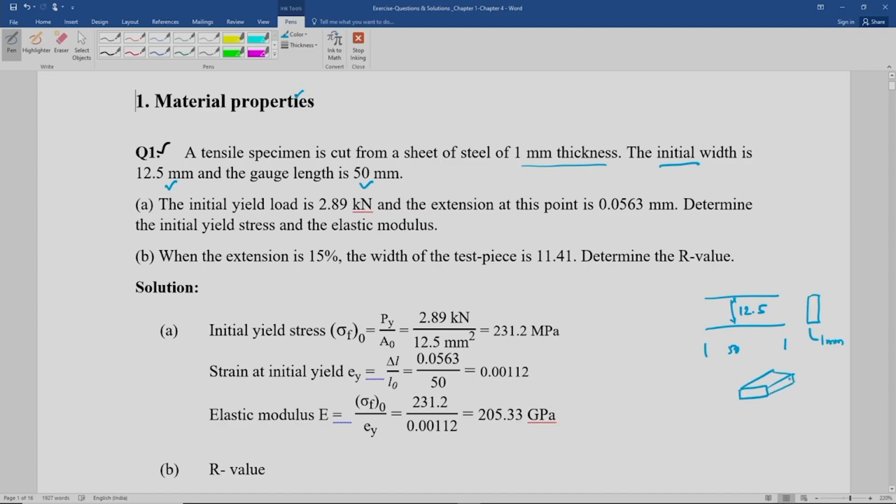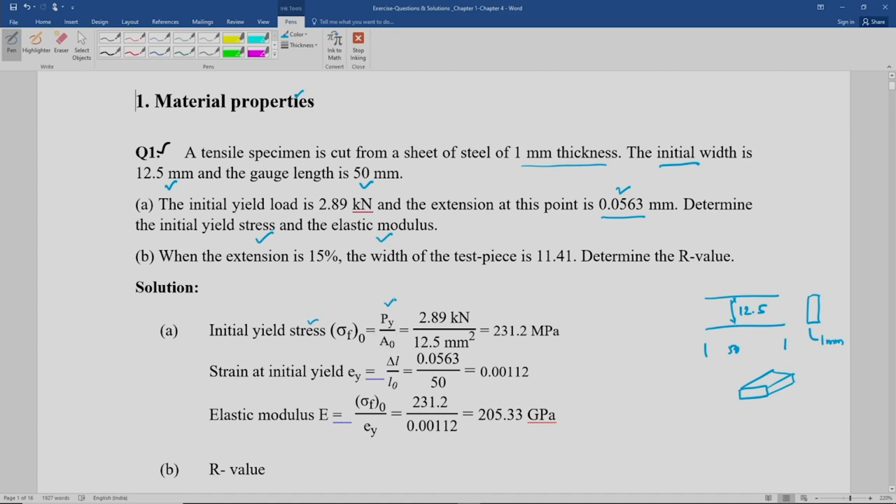So, now the initial yield load is 2.89 kilonewton, Py is given, and the extension at this point is so small, 0.0563 mm. So, you can imagine that in a stress strain curve, with this extension of 0.0563, you may reach a yield load. So, this is a point to be noted, how small the extension is going to be to get the yield load. Determine the initial yield stress and you need to get E, that is your elastic modulus. So, how is the first part going to be? Initial yield stress is pretty straightforward, isn't it?